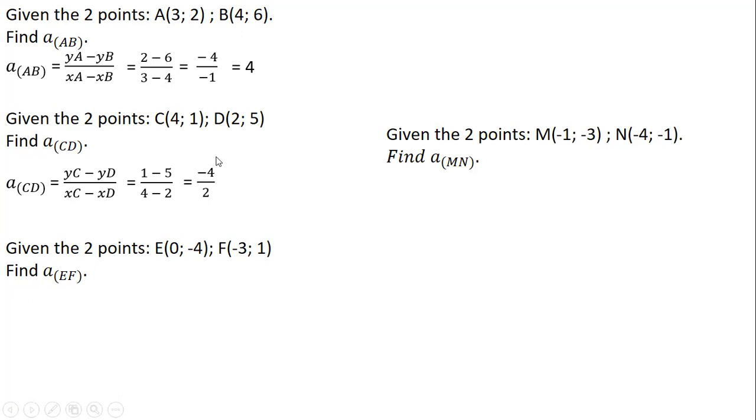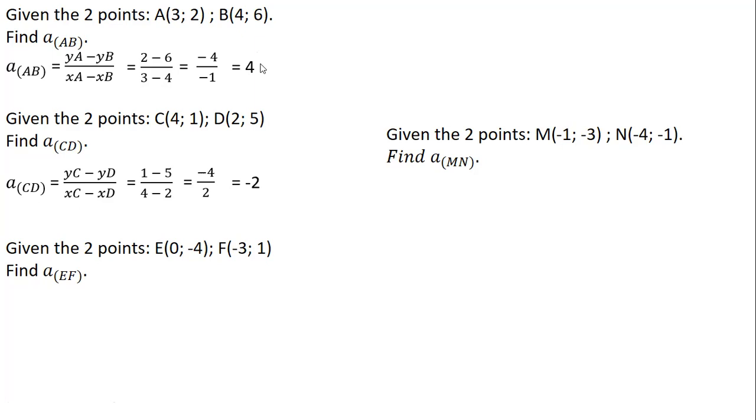Again, this fraction should be simplified. Negative over positive is negative. 4 over 2 is 2. So the answer is negative 2. As you can see, the slope can be a positive number or a negative number.